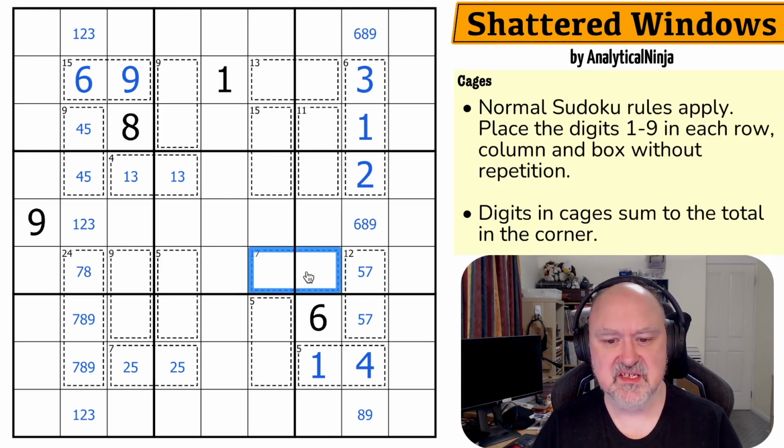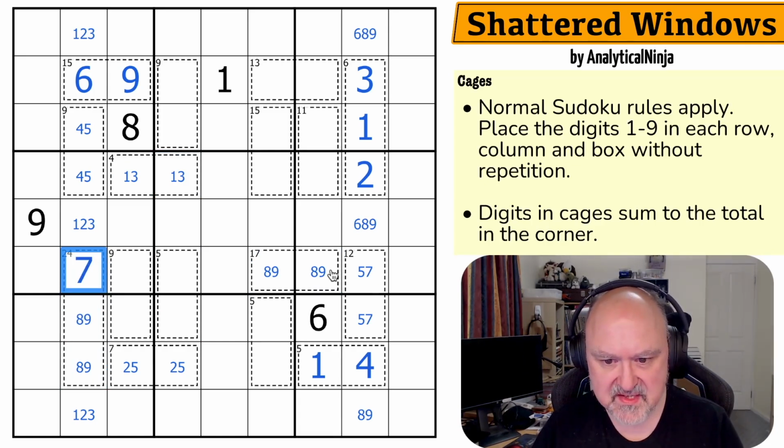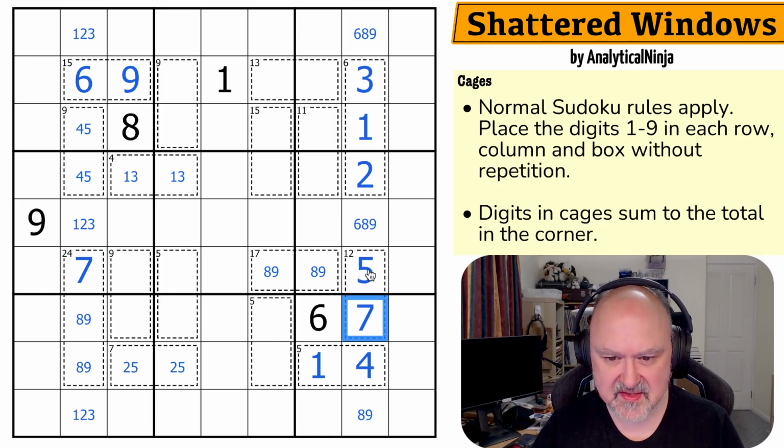Oh, 17. This is forced. This is 8, 9. This is the reverse of this. 17, the two largest digits, is 8, 9. So this is the 7. There's no 7 here. This is an 8, 9. The 7 looks back, making that the 5 and that the 7.